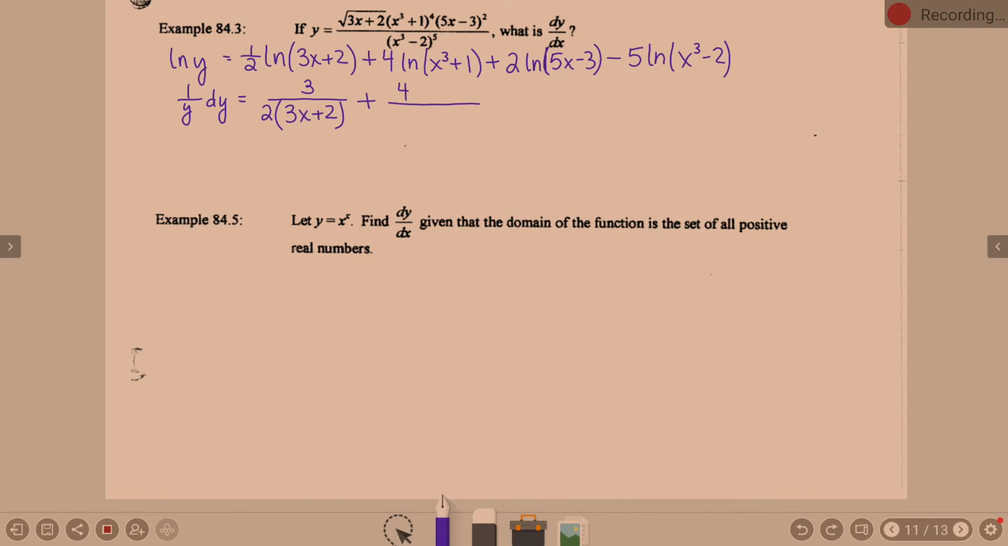Derivative of natural log of x cubed plus 1 is 1 over x cubed plus 1 times the derivative of x cubed plus 1, which is 3x squared. Plus 2 times, so the 2's on top, natural log of 5x minus 3, so its derivative is 1 over, gosh darn it. Okay, well, I'm going to adjust. What am I forgetting on every single term? dx. dx.